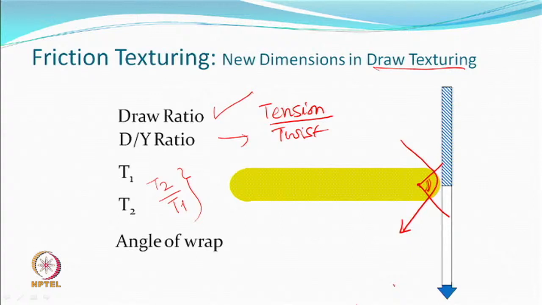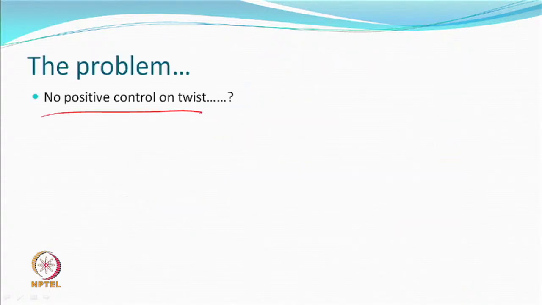So, suddenly you have the machine running, the disc is running at a speed which is fixed by you, yarn is running at a speed which is fixed by you, and you can still have situations where the amount of twist being inserted is not known. You can measure it later, but you cannot have control because there are other things like T1, T2 controlling, angle of wrap is also controlling, and therefore you can have different values of twist in the yarn while the D by Y ratio may be the same. Well, of course, when you do optimization. And so, this is the problem with this new system that you have, which is called friction texturing. There is no positive control on the twist.